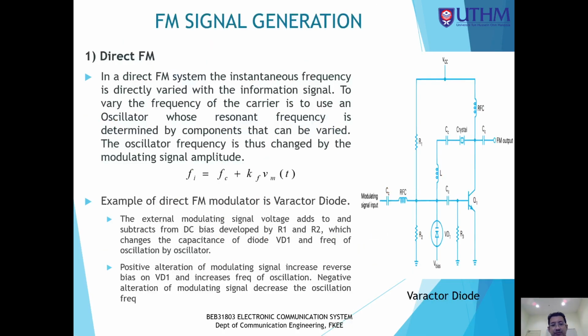So this is the FM signal generation, I mean the modulator circuit. FM signal generation can be divided into two categories: direct FM and indirect FM. Direct FM means that we directly do the process of frequency modulation, that is, we directly produce the FM signal.